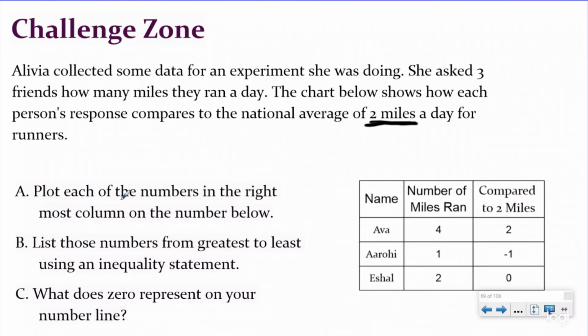We want you to plot each of the numbers in the rightmost column. So that would be this one right here, on the number line. You're going to draw a number line and plot these numbers. You're going to list those numbers from greatest to least using an inequality statement. And then you're going to answer the question, what does 0 represent on your number line?